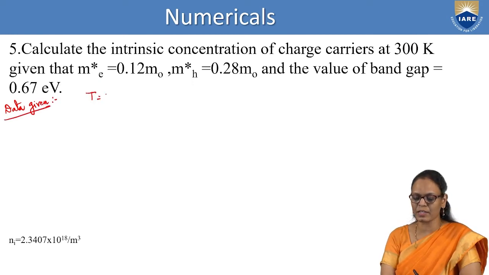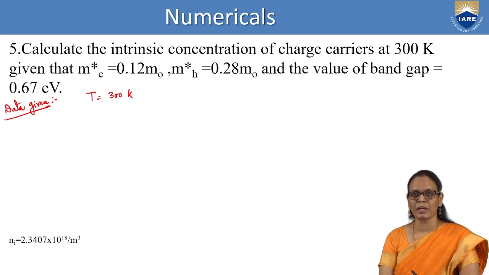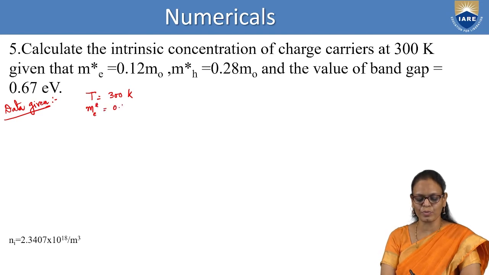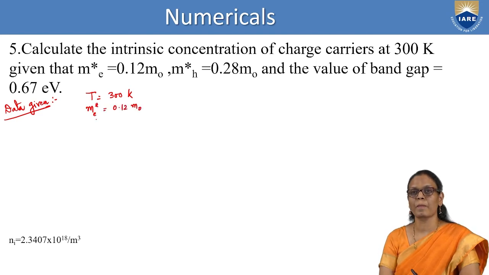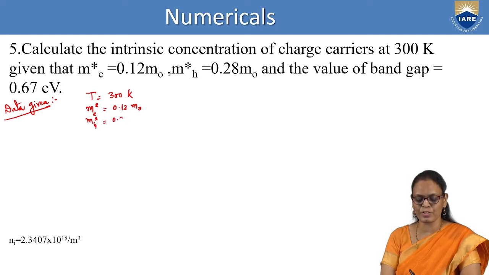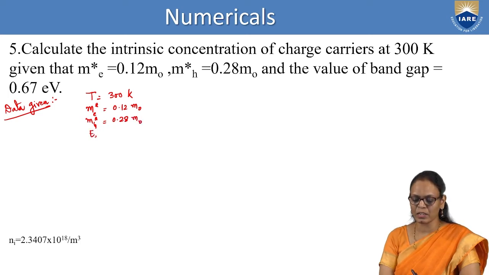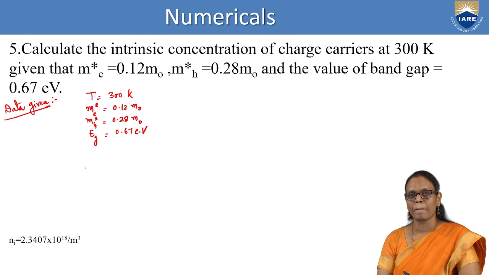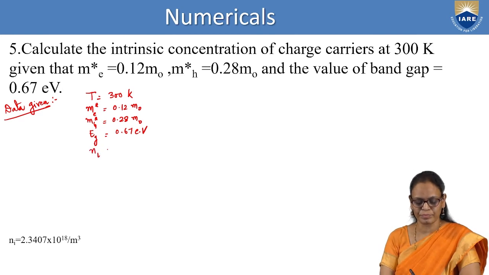Temperature is given, T is equal to 300 Kelvin. Then the rest mass of the electron, Me is 0.12 M naught. MH star is 0.28 M naught. And EG, the band gap, is 0.67 electron volt. We have to find Ni. Ni is equal to what?